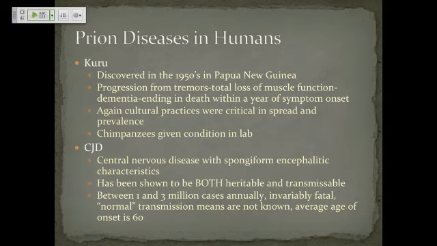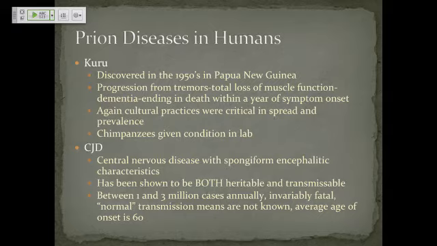So as we talked about earlier, NVCJD is thought to arise from eating contaminated beef products, and we have traditional or old CJD. Similar symptoms to what you see with NVCJD. Again, central nervous disease, spongiform encephalitic characteristics, the vacuoles in the brain tissue. An interesting thing about CJD is it has been shown to be both heritable and transmissible, right? So you can get it from your parents, so to speak. You can inherit it, or you can catch it. There are about 1 in 3 million cases annually, and as we've discussed earlier, it's invariably fatal. How it's normally transmitted is up for debate, with an average age of onset being 60.